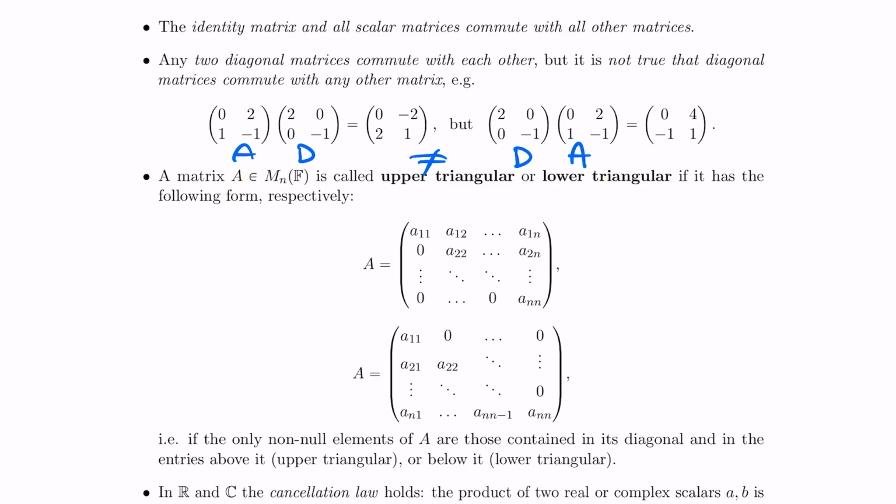Another specialty of square matrices is that they can exhibit a triangular shape. Let's see what it means. For obvious reasons, if the only non-null elements of A are those contained in its diagonal and in the entries above, then we say that A is upper triangular. Similarly, if the only non-zero elements of A are those contained in the diagonal and below it, we say that A is lower triangular.